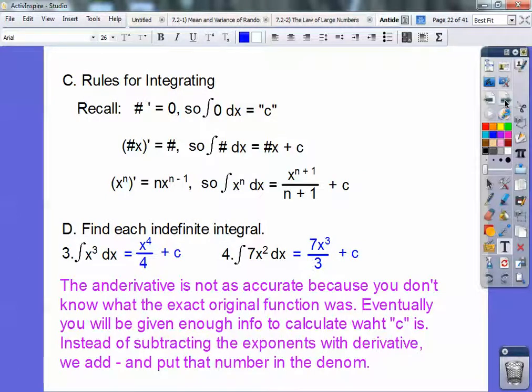All right, so the antiderivative is not as accurate as your derivative because you don't know what the exact original function was. We don't know what this plus c stuff is right here. Eventually, in a couple of lessons from now, we'll be able to calculate what c is. And instead of subtracting the exponents with deriving, we always add the exponents and put that number underneath in the denominator. All right.